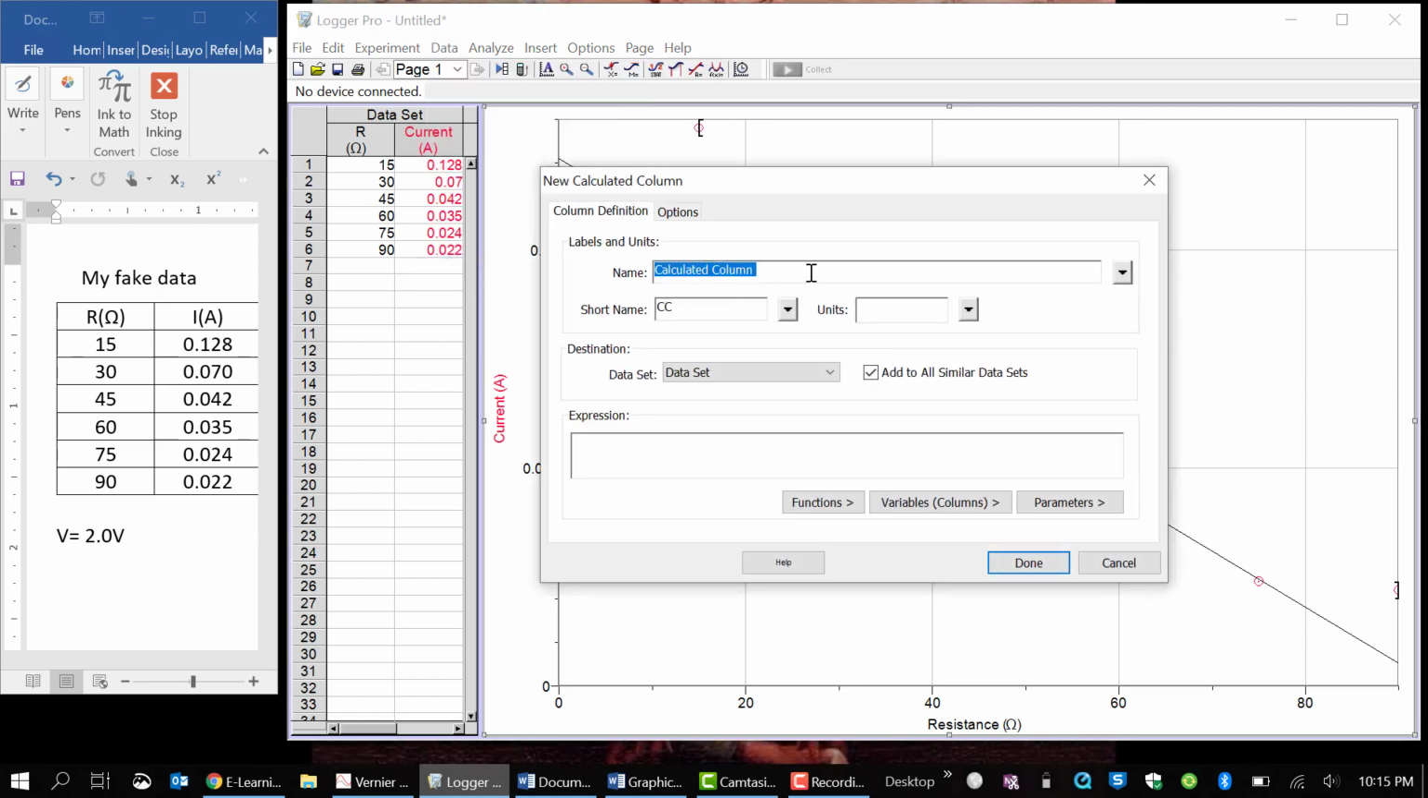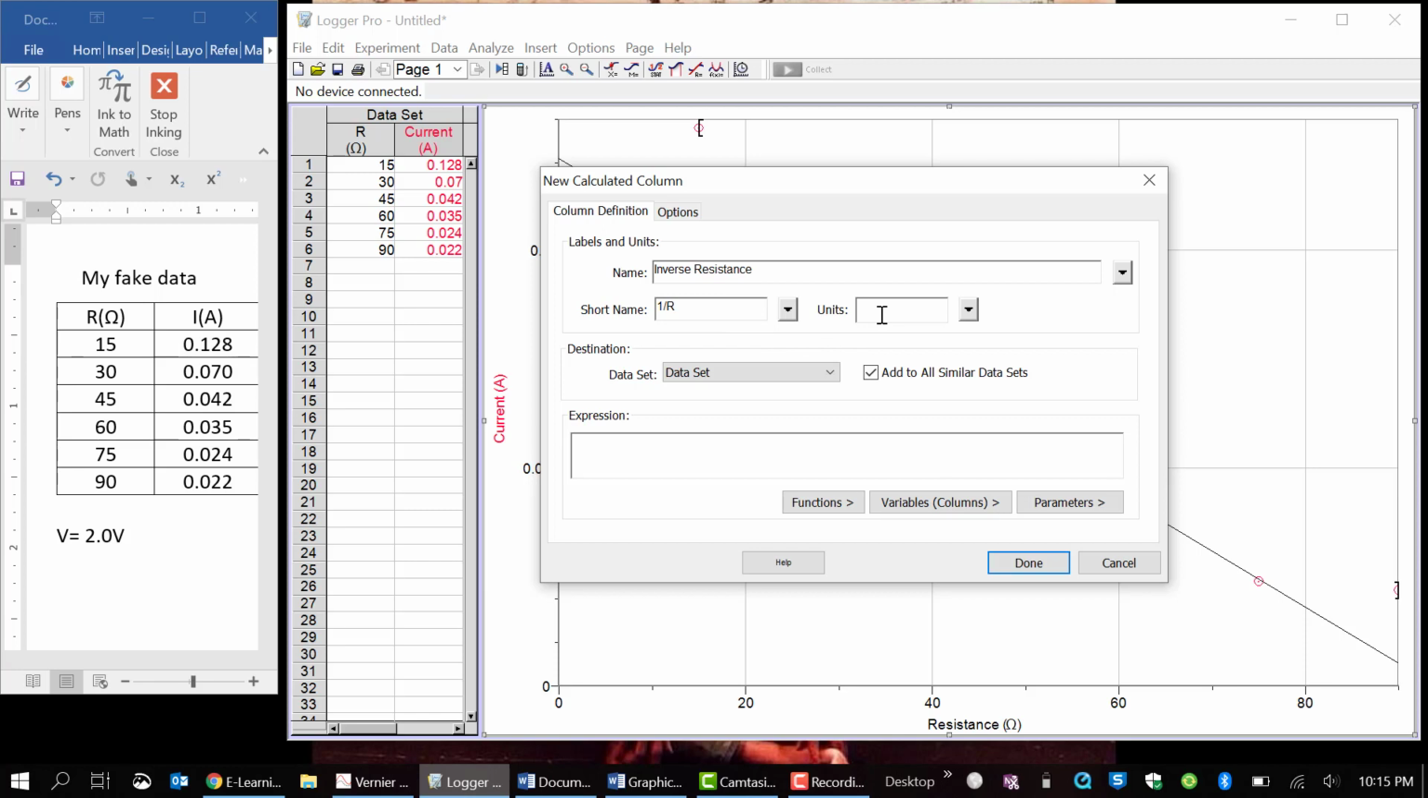When you do that, it asks what you want to call this new column. We want to call it inverse resistance, because that's what it is. It's the inverse of the resistance, which is again 1 over the resistance. So I typed inverse resistance for the name. For the short name, that's what goes in the mathematical model. Resistance is capital letter R, so inverse resistance is going to be 1 divided by capital letter R.